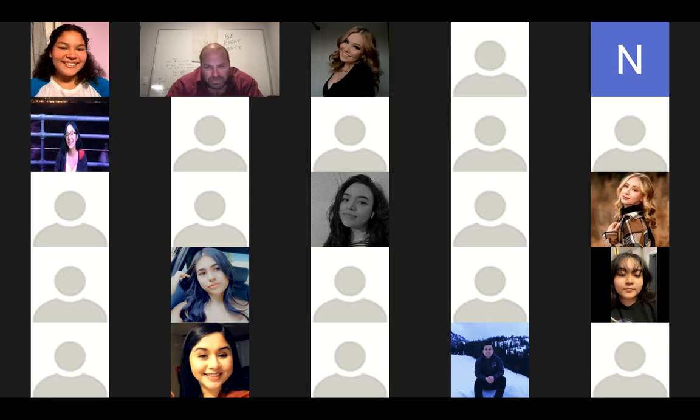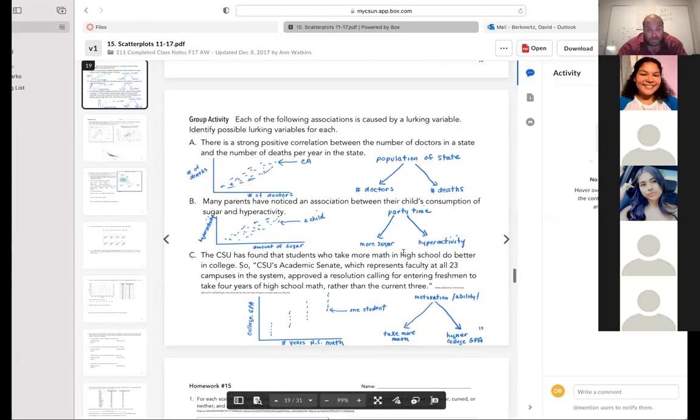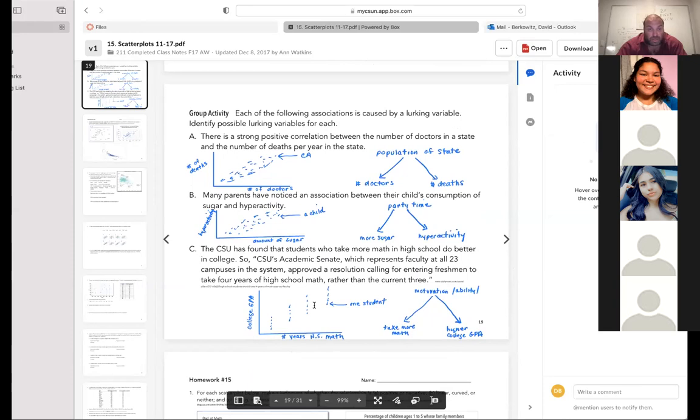Party time? What does party time mean? Here, I'll show you. This makes absolutely no sense. This is theirs. So we have amount of sugar on the x-axis. We have hyperactivity. These are all the different children. It says party time. So they're celebrating a party?